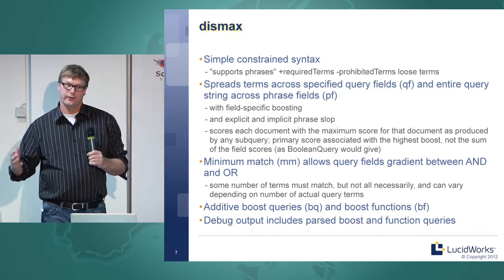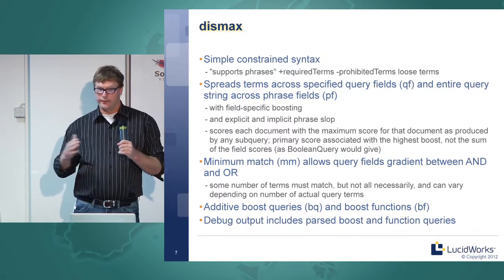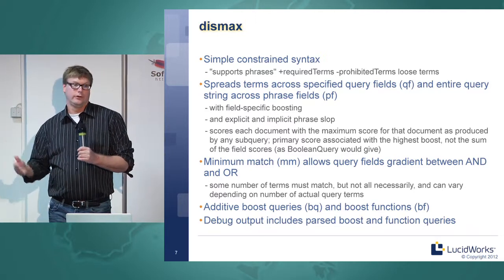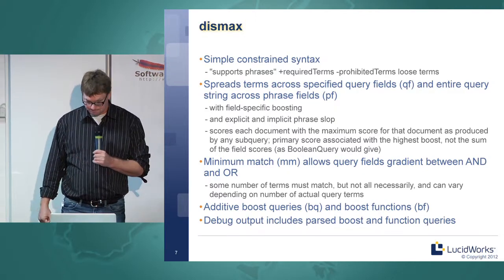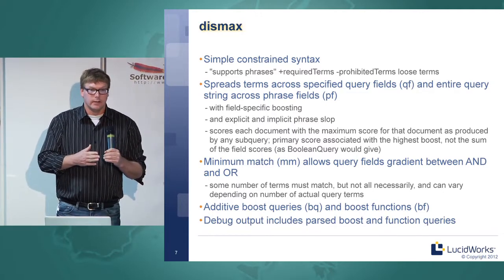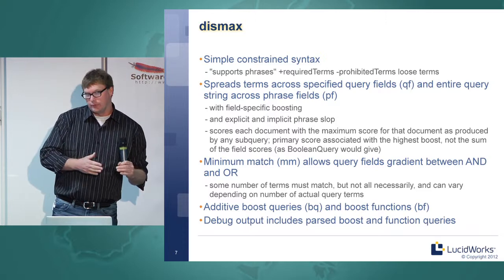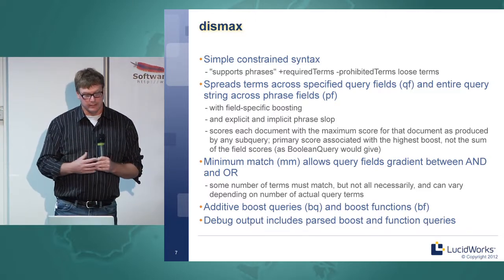And if there's 6 terms, then 75% of them must match. So you can specify that type of gradient across the number of terms given an MM expression there. That effectively gives you a gradient between AND and OR. So not all terms are required, and it's not an OR across all of them, which gives you too many matches.